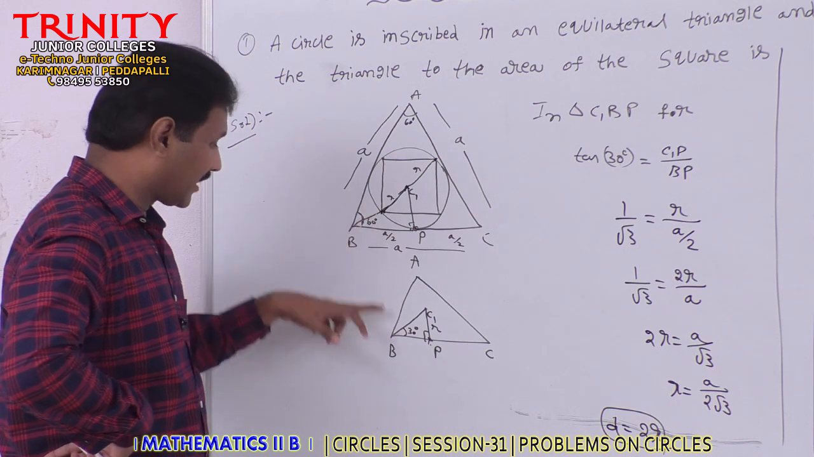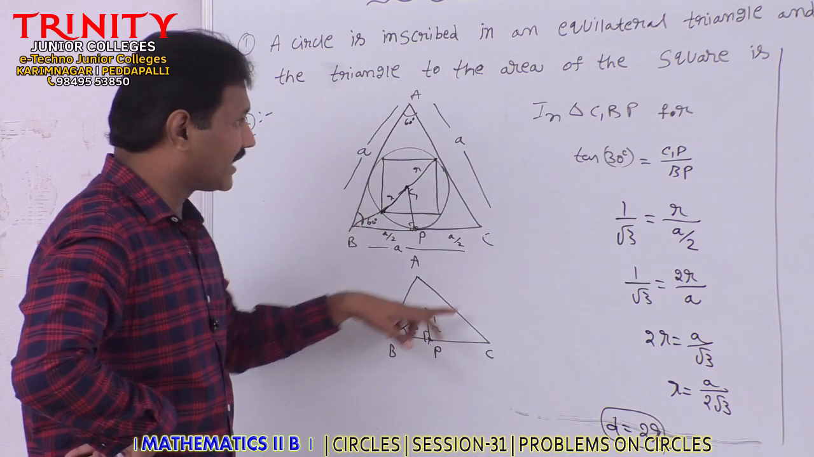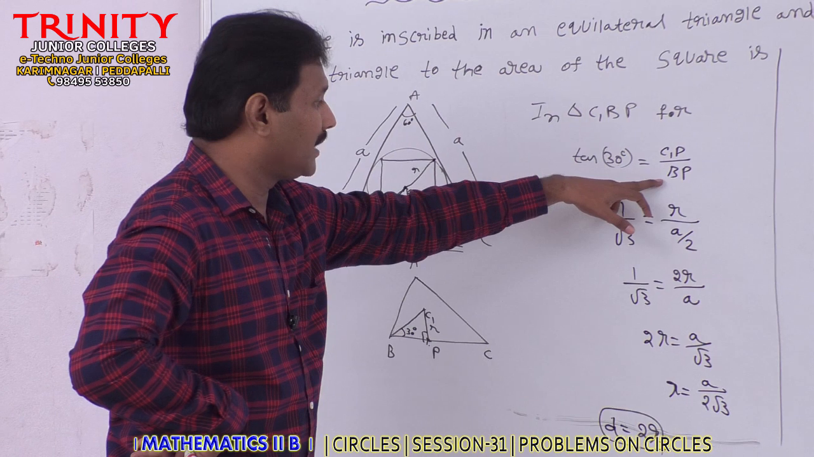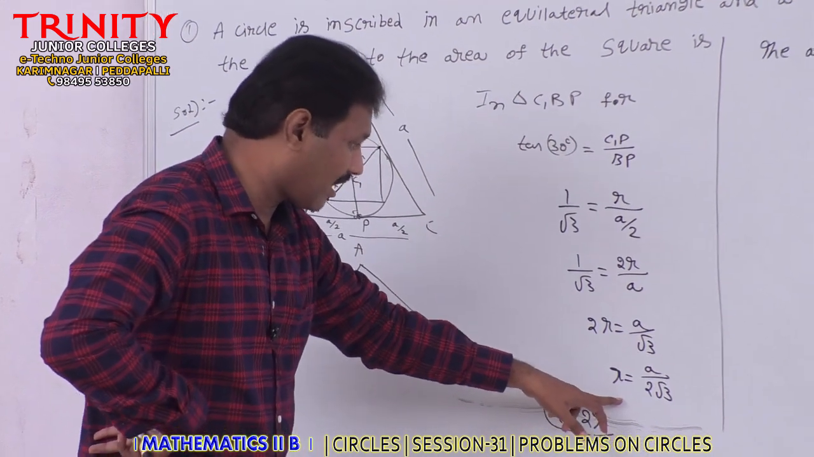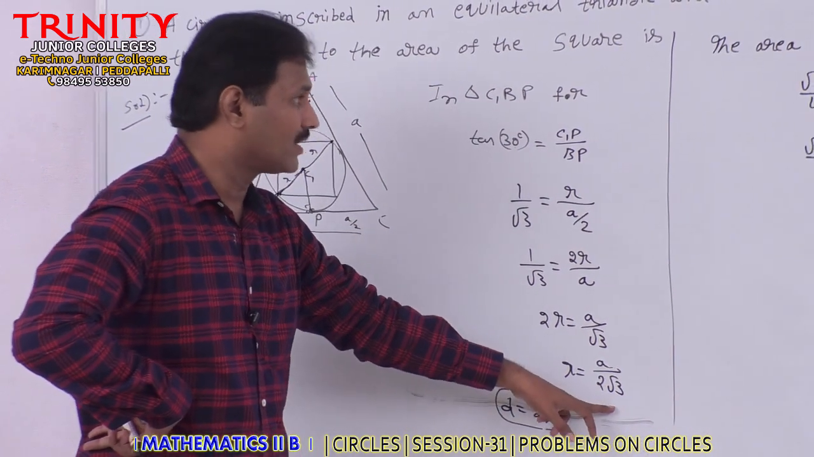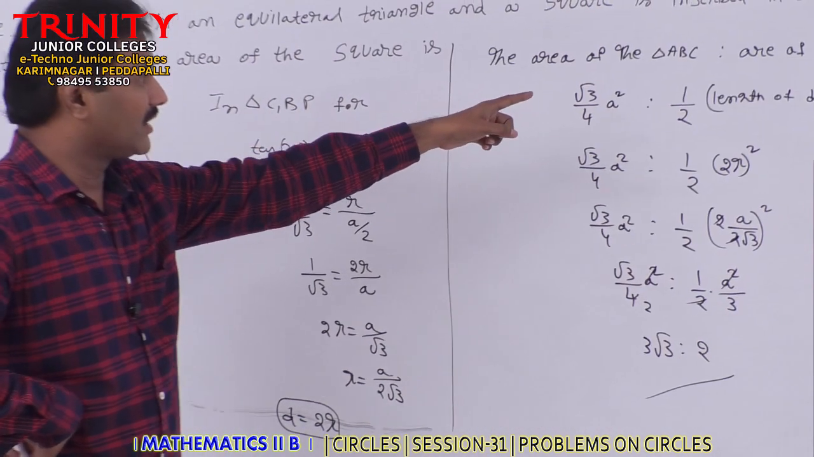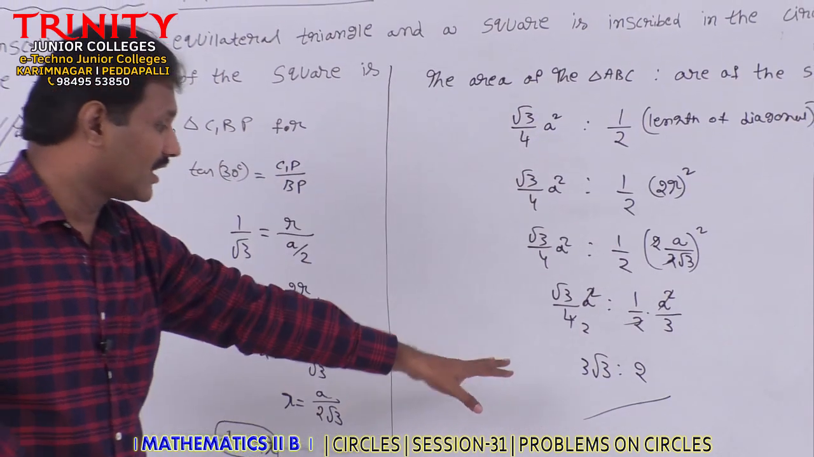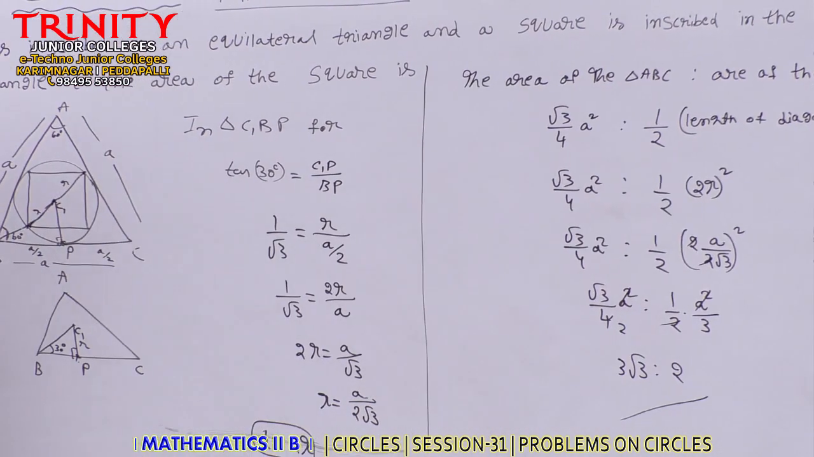This is the angular bisector, so this angle is 30 degrees. Tan 30 equals C1P by BP. That equals, taking the radius r equal to a by 2 root 3. Therefore, the ratio of the area of the equilateral triangle to the area of the square is 3 root 3 is to 2.